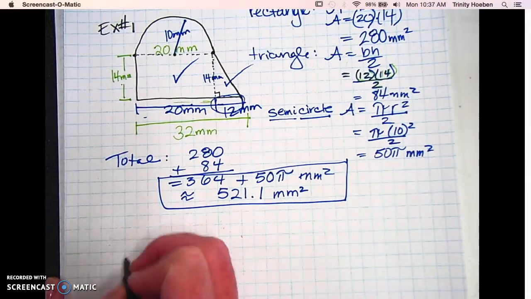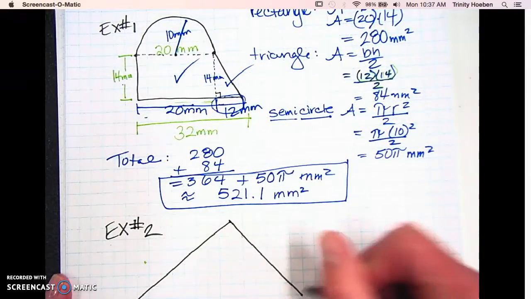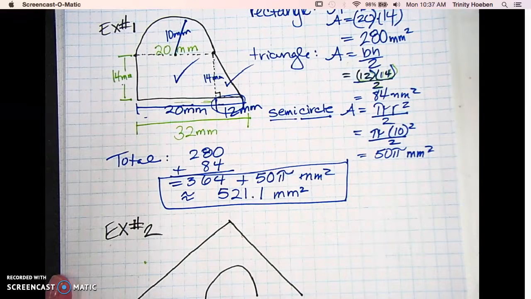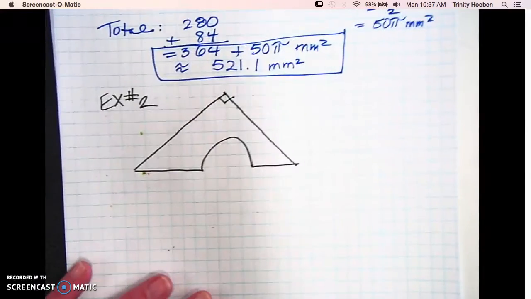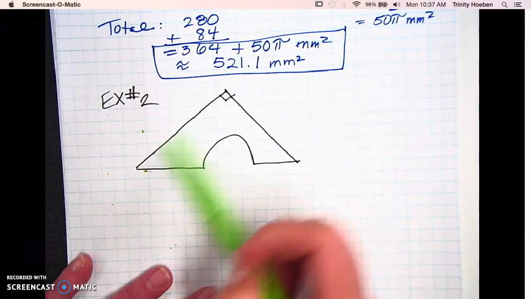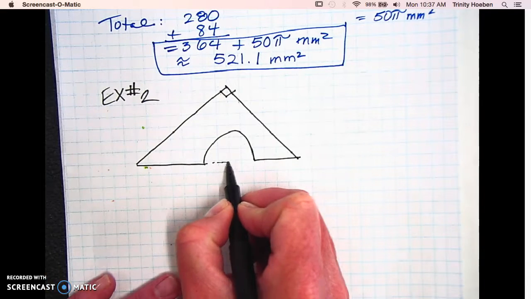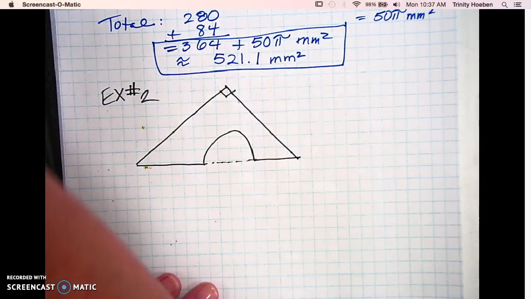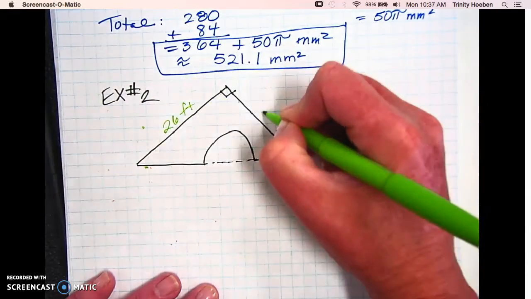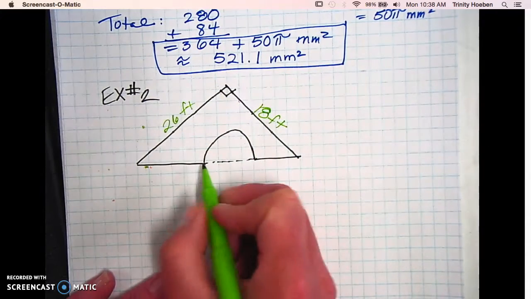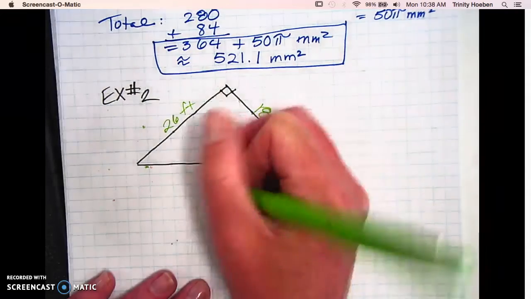All right. Example number 2. Let me move it up a little bit for you. So for example number 2, we actually start with a triangle, but this time we're going to take out this semicircle. If I dash it across here, you can see that we've got a semicircle. So let's give you some measurements here. This leg over here is 26 feet. This leg over here is 18 feet. And the diameter for this semicircle is 9 feet.